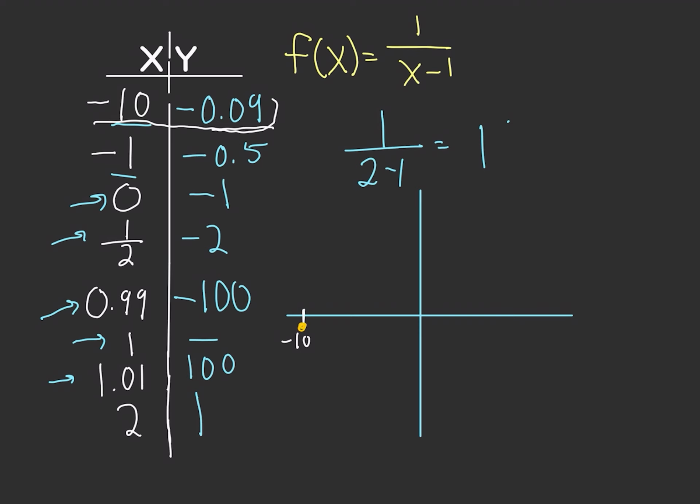Now the next thing I do is I go to the negative 1 here, so that's right here, much closer to the y-axis. There's a negative 1, and so let me get that out of the way there. So this is a negative 1 right there.